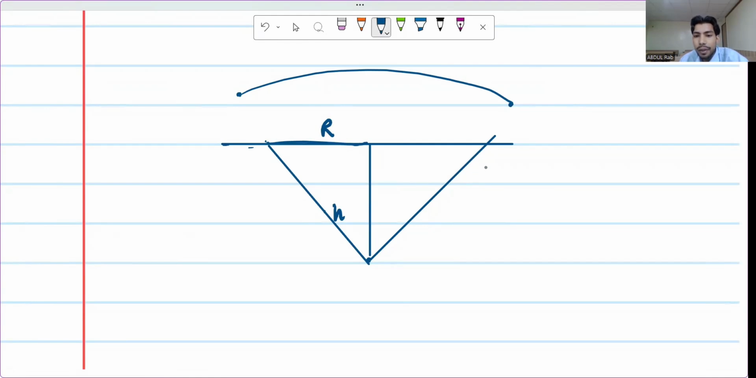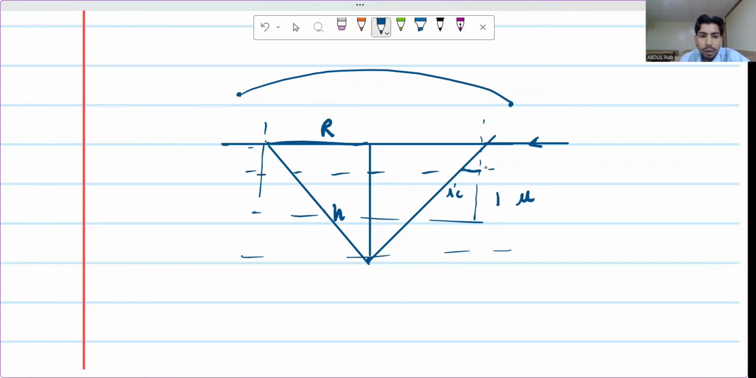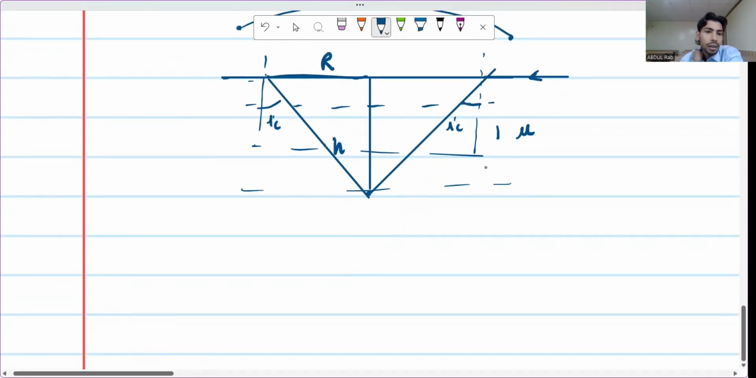And let's say the refractive index for the pond's water is mu. Now you can easily see, the light ray corresponds to the angle of refraction equal to 90 degrees. So this angle will become IC. Similarly, on this side, this angle will also become IC. Right? Now in any of the triangles, let me name this triangle OAM. If this angle is IC, of course this angle will also be IC.